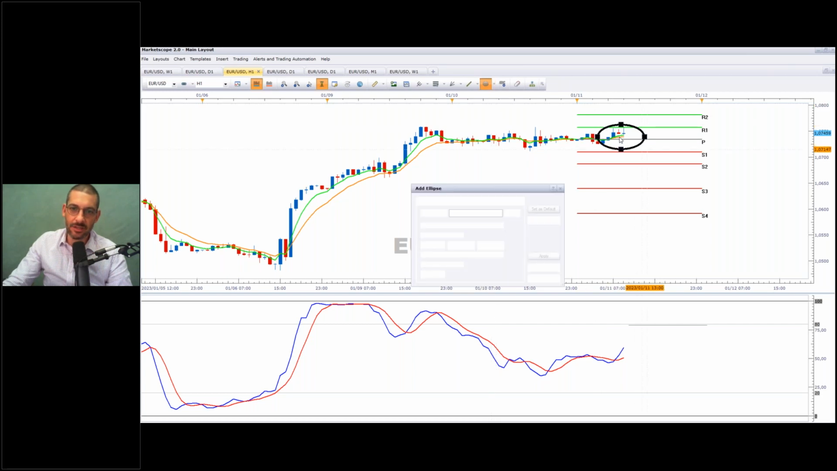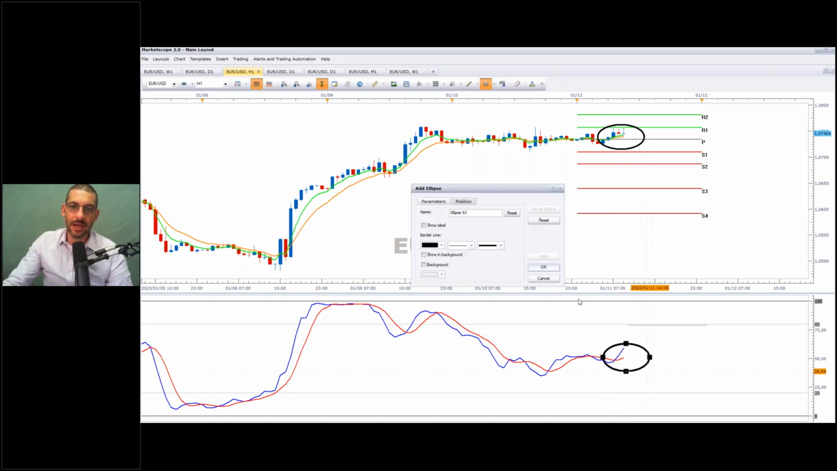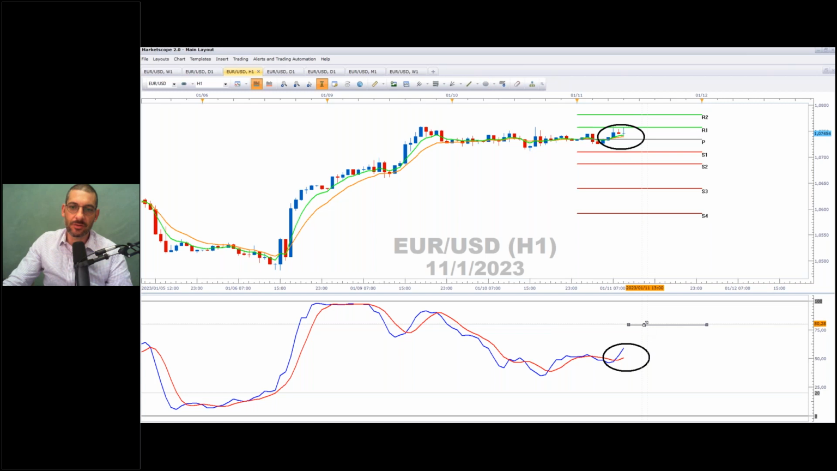But now we've got a crossover again. Do we get that angle and separation? Okay. Do we get the stochastic making its way through to the 80 area? So all of a sudden, euro comes back onto the watch list.